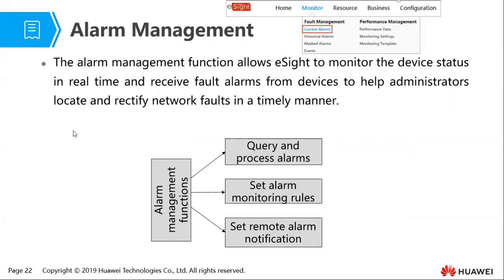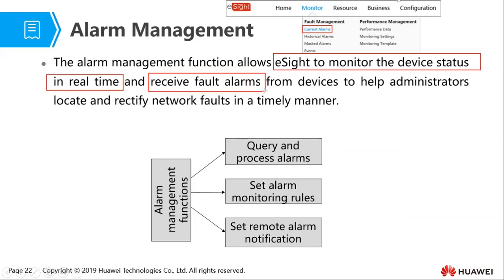So now let's look at the other function of eSight, alarm management. Very critical function of eSight. eSight is able to monitor the device status in real time and receive fault alarms from devices in order to help administrators locate and rectify faults in a timely manner.